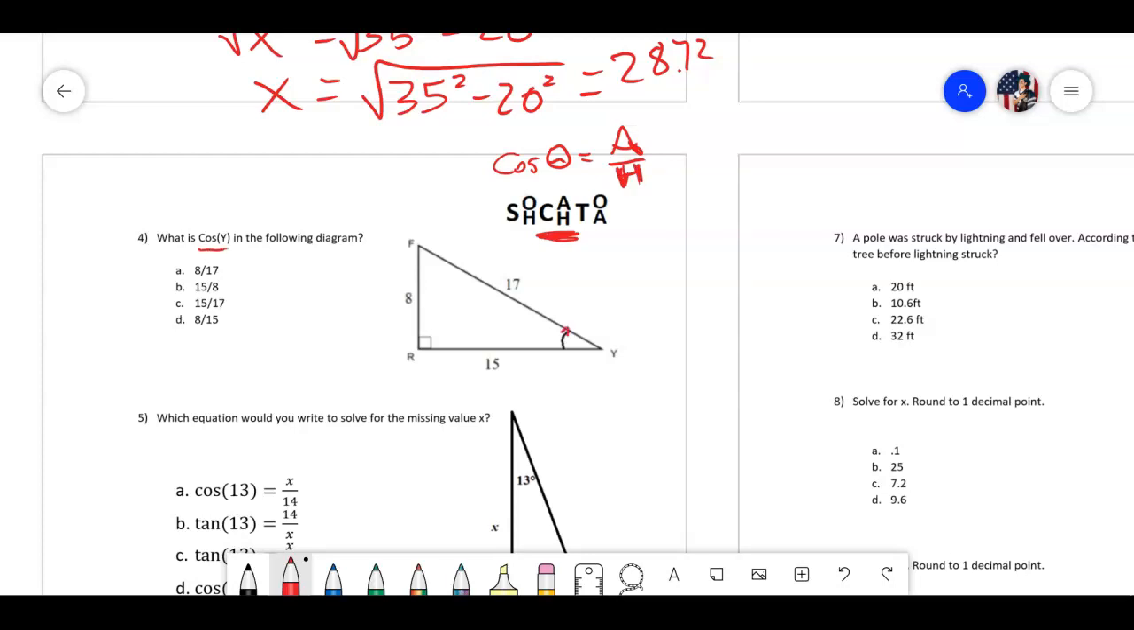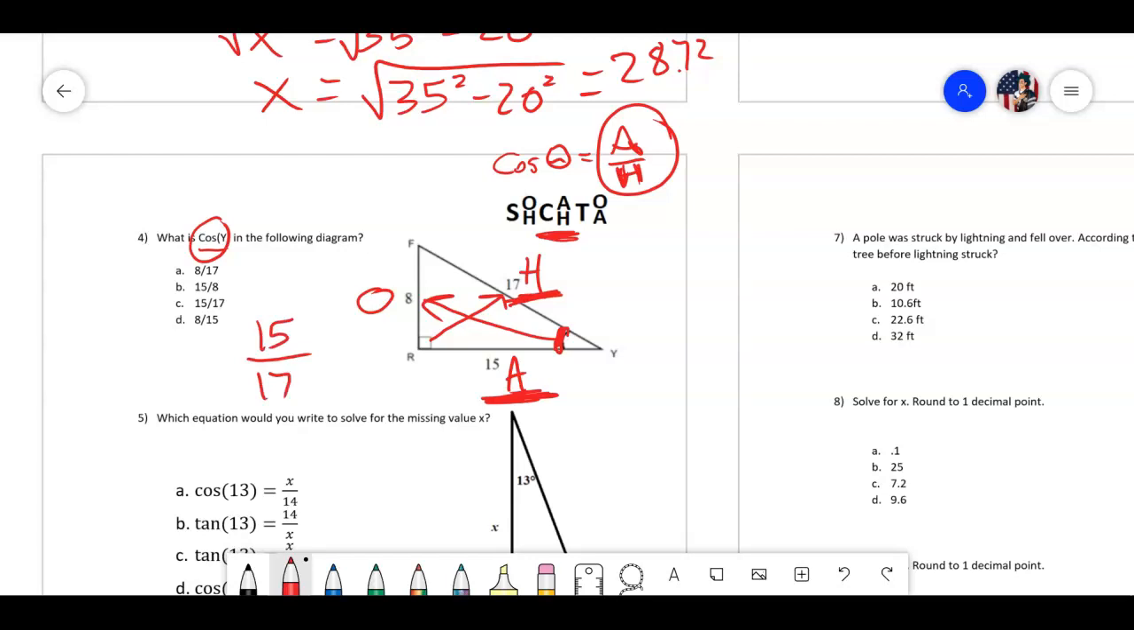Okay. So starting at y, I want to label O. I want to label H. Label A. I always label O, H, and A so that way I can figure out what the cosine is, which is supposed to be A over H. So what's A? What's H? A over H is going to be 15 over 17, which is going to be letter C.